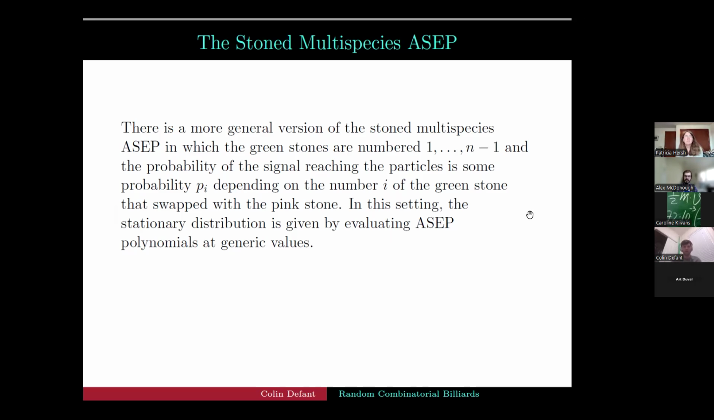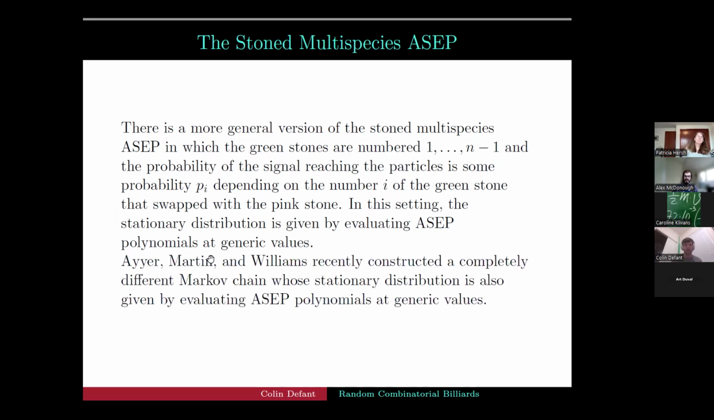So I went to a seminar dinner back in April, and I asked Lauren, have you seen something like this? Have you seen some Markov chain where you get the stationary distribution by plugging in generic values into your ASEP polynomials instead of plugging in all ones? And she said, oh, actually, yes, I just wrote a paper like last week with Arvind Ayyer and James Martin. And I guess they had posted this on the arXiv just a week before, and somehow I missed it. And basically, the goal of this paper is to do exactly this.